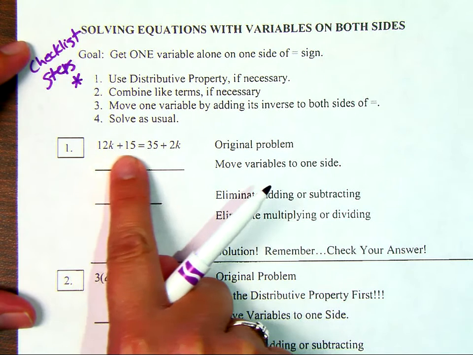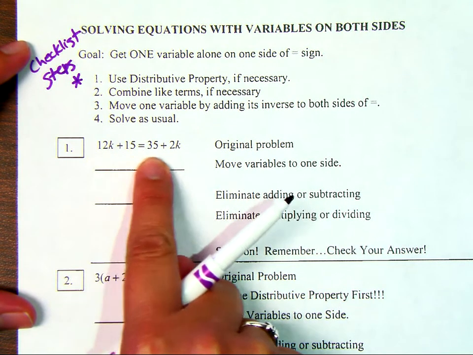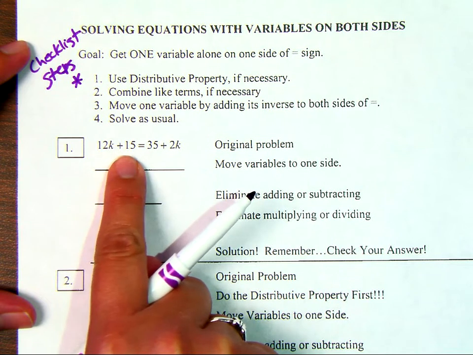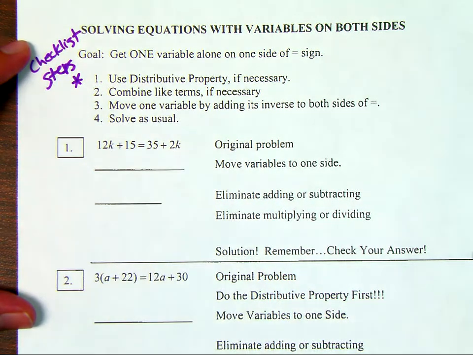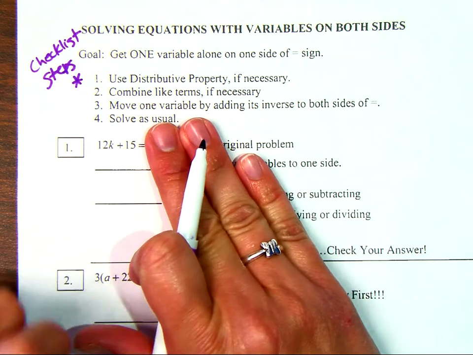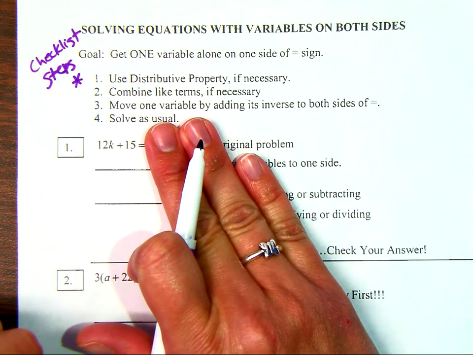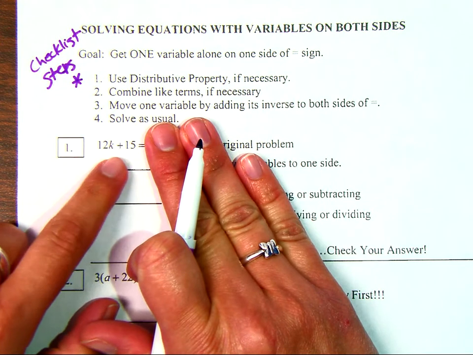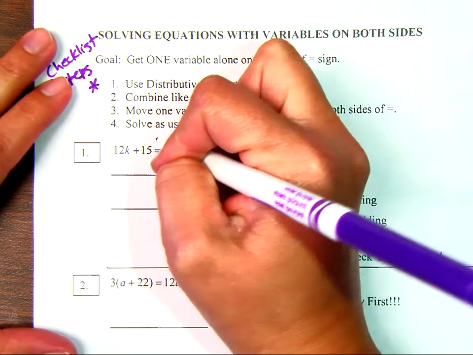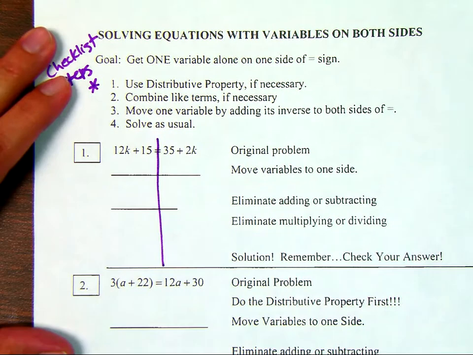So first and foremost, we're going to look. Do we have any distributive property in this original problem? We have 12k plus 15 equals 35 plus 2k. So there's no distributive property. On the side of the equal sign right here, we cannot combine those because they are not like each other. And we cannot combine 35 and 2k because they are not like each other. So I'm going to draw a line down my equal sign to help me out.